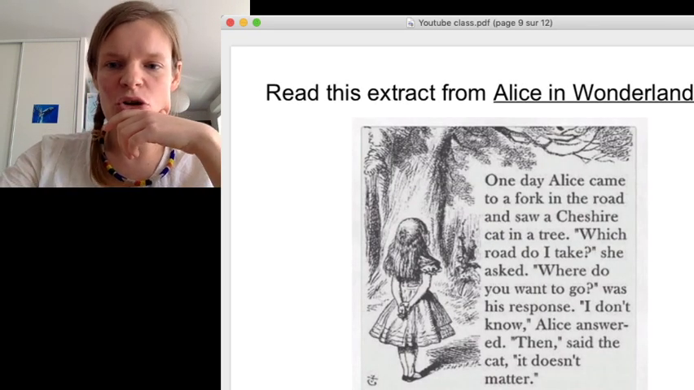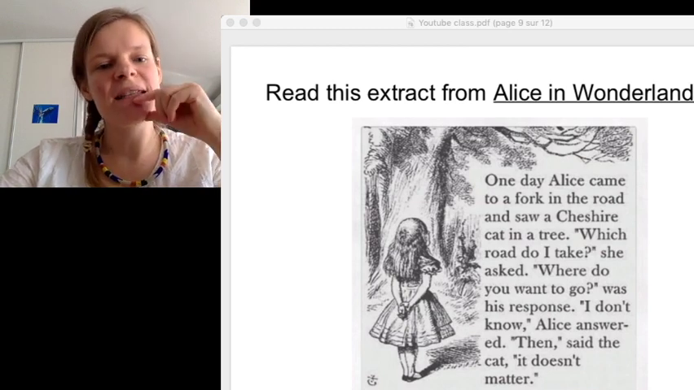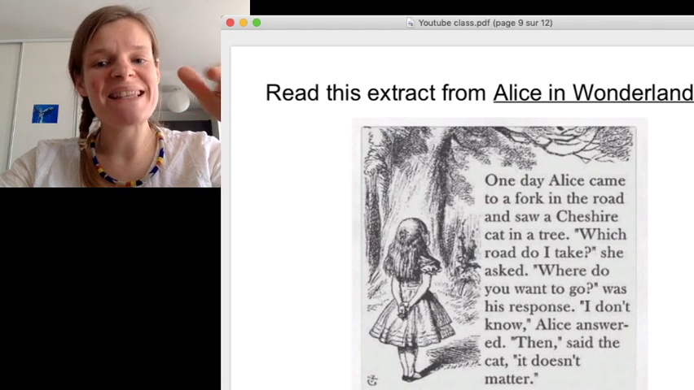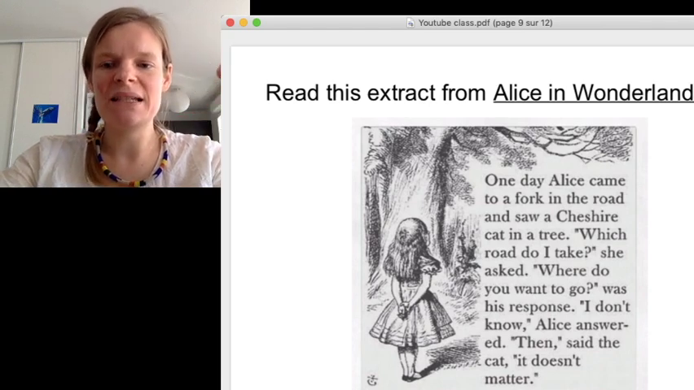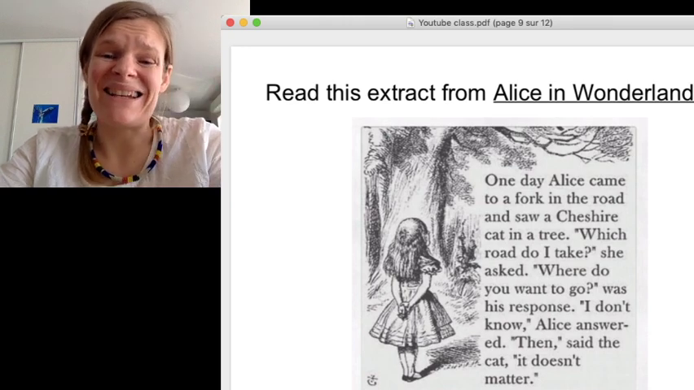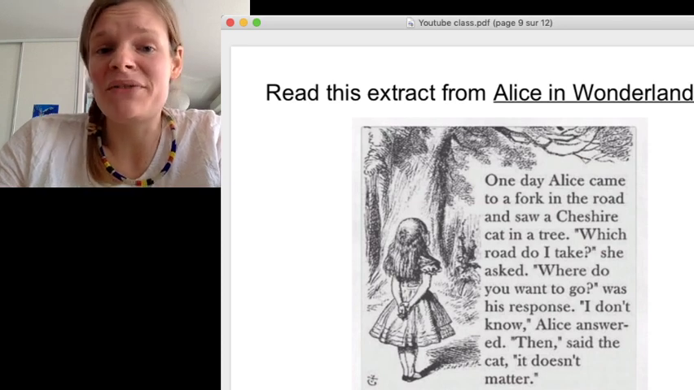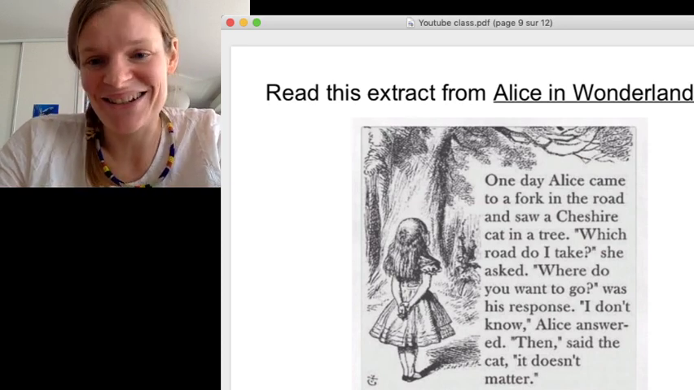Now, let's go back to Alice in Wonderland. So that was from yesterday. I want you to read this extract from Alice in Wonderland. I can't ask you to read aloud, but if you want to read out loud in your living room, you can do that, of course.